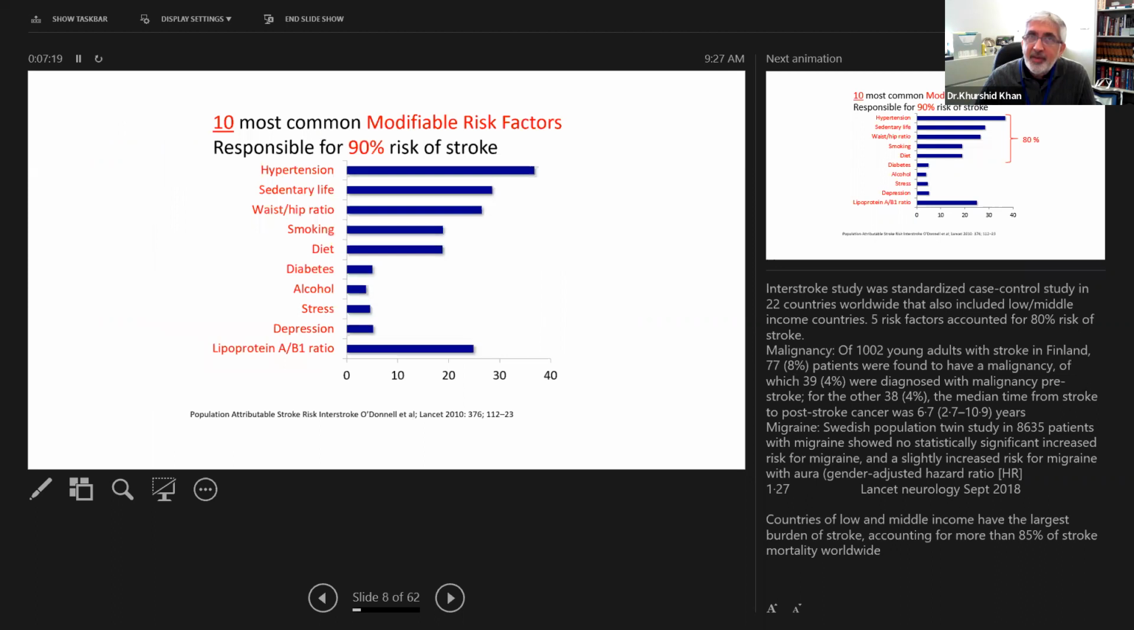Now, traditional risk factors are still the most common etiological factors that may lead to a stroke. And the 10 most common modifiable risk factors that we all know, and out of this, the 5 most common being hypertension, sedentary lifestyle, obesity, smoking, diet, and also dyslipidemia.